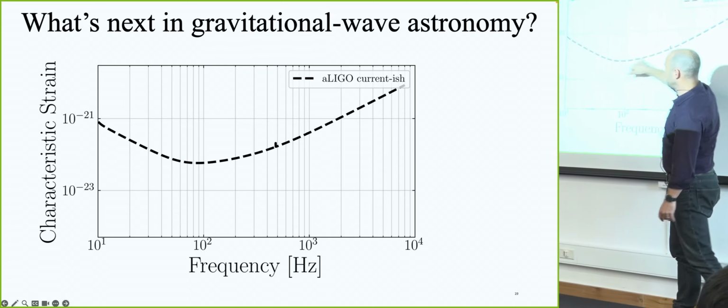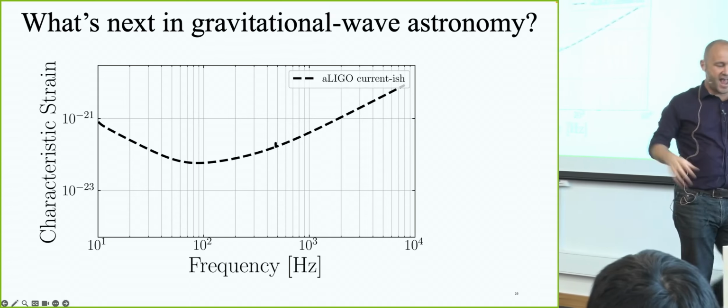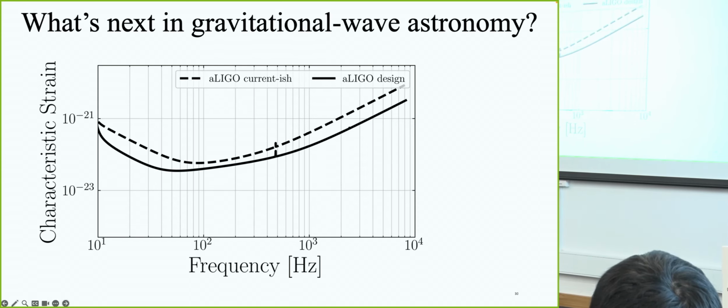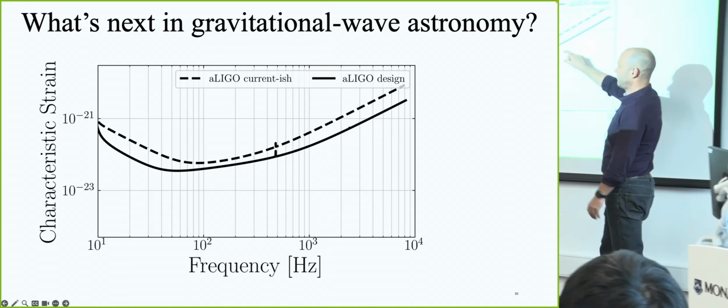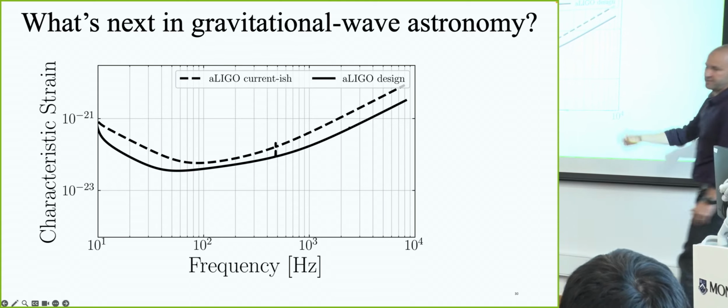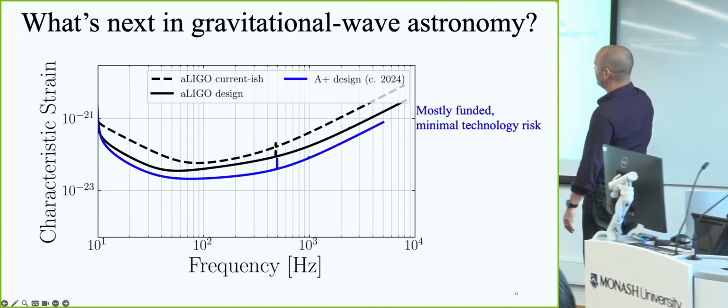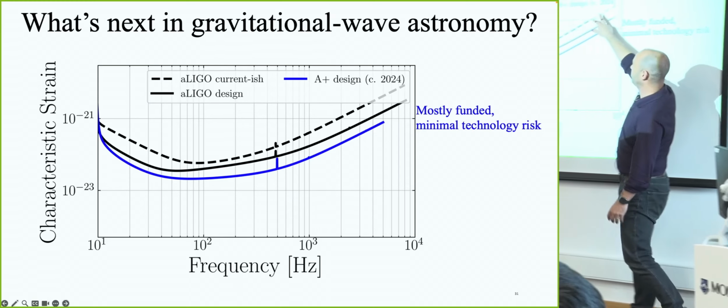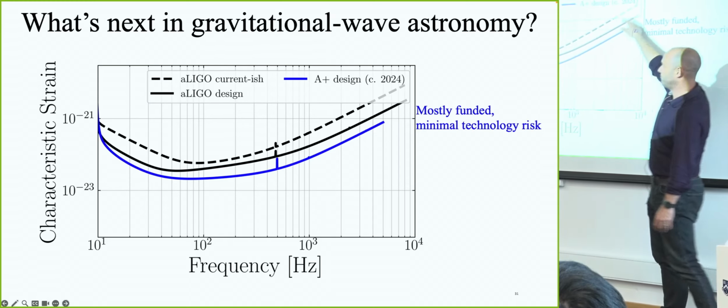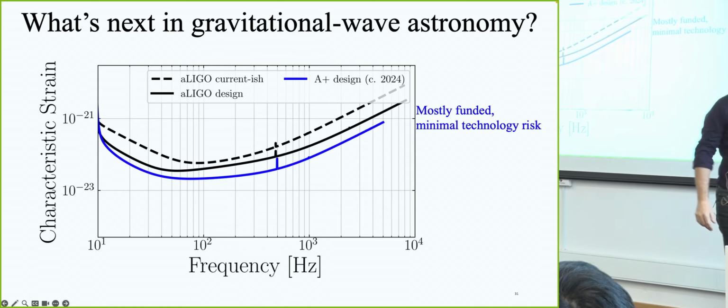So you can see where I've got certain sensitivity. This is around about now, give or take. At full design sensitivity, you push down by another round about a factor of 2, give or take. So this is in the next few years. Then you can make another leap forward. This is an old plot. It was supposed to be by around about 2024. It's probably going to be about 2025 now, give or take.